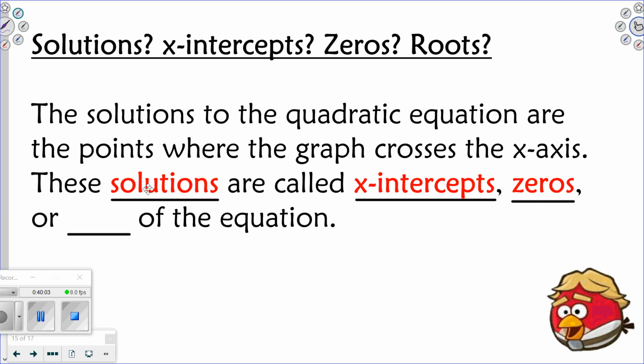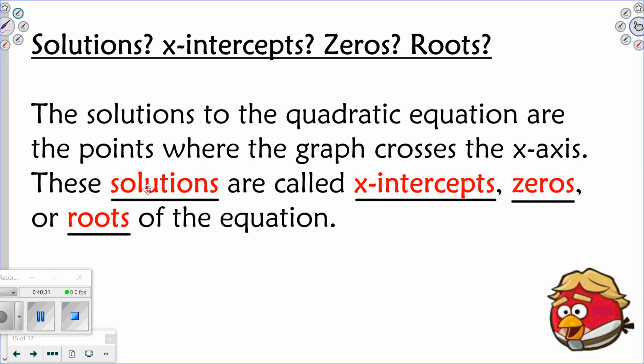Why would they be called zeros? What's the y value at those points? It's 0. That's why. Or they're known as roots. So depending on the textbook that you're looking at, some of them call them x-intercepts, some call them zeros, some call them roots. It all just depends on who wrote the book. They can all be called different things.